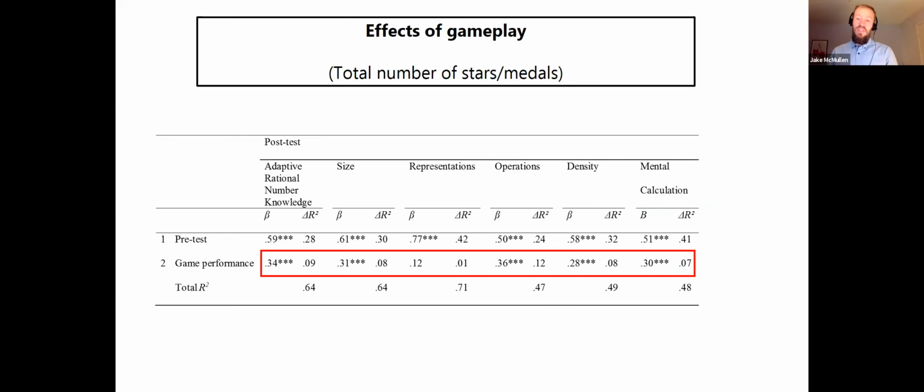Importantly, we saw that these effects seem to stem from their gameplay. We looked at their game performance, both the quality of their performance and the quantity, how much they played and how well they did within the game. And we see that that also predicts their learning outcomes. After controlling for pre-test scores, game performance predicted their post-test scores as well. So it does appear that this game is having some effect on their adaptive rational number knowledge and other aspects of their rational number knowledge.